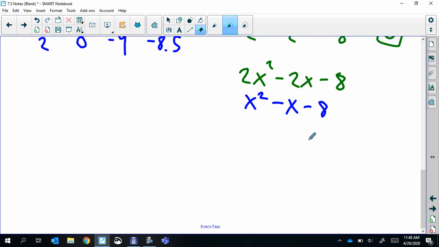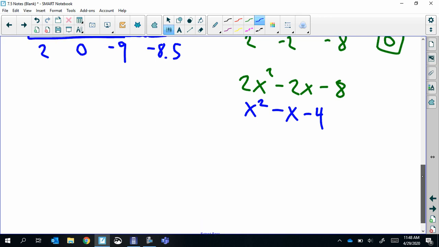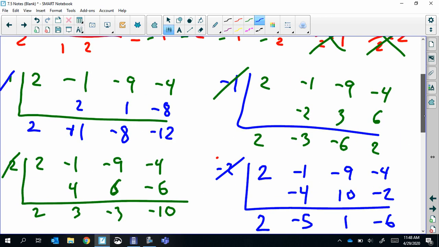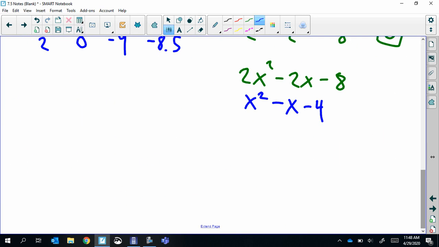Nothing multiplies to be negative. That's supposed to be a 4, though. Nothing multiplies to be a negative 4 and adds to be 1. 4 is only 2 times 2 or 1 times 4, and there's no way to get 1 out of those two numbers. So it's not factorable, which means to get our remaining roots, which is the direction, find all the roots or zeros, we have to do a quadratic formula just like we did yesterday in our last notes.